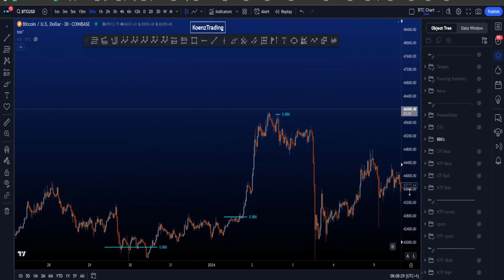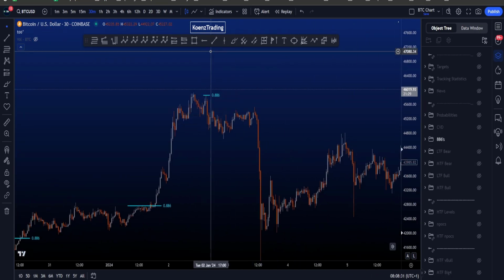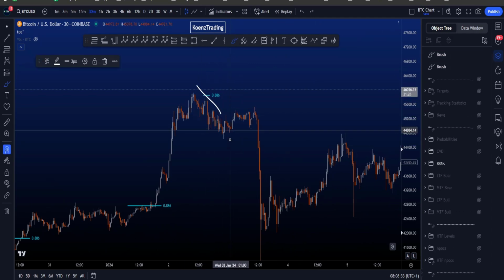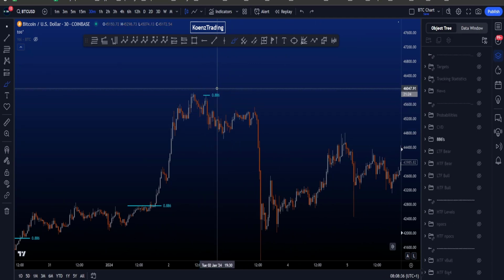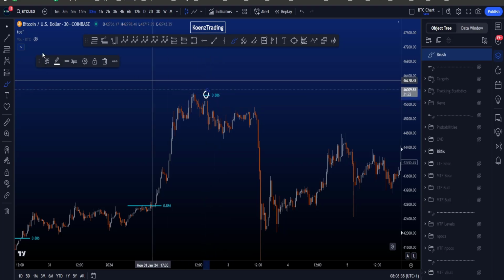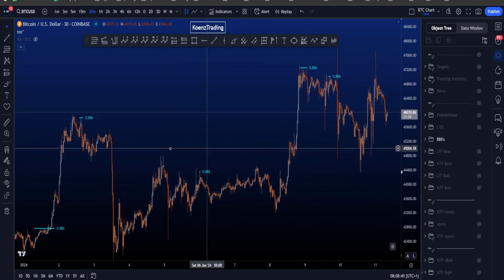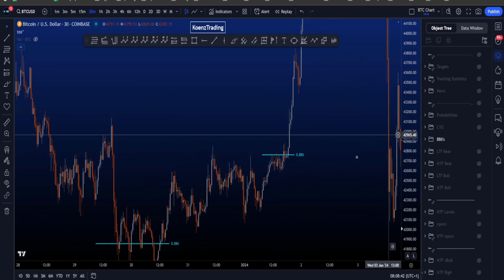And I have more of these examples. This is quite an extreme one, where we had a leading diagonal here, and the 886 is a target for a leading diagonal as well, but then sooner or later price took out the high. Now this, of course, is also common.